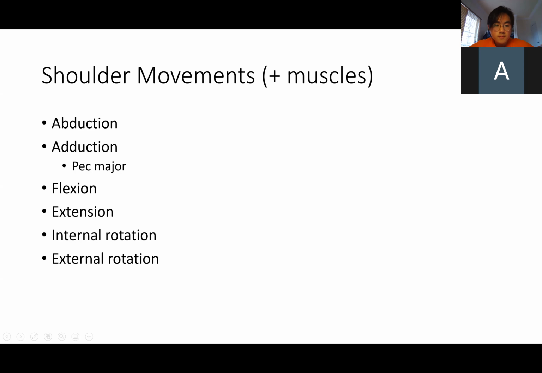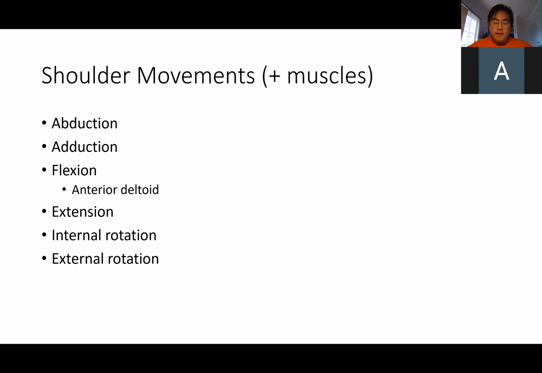Adduction is the Pec Major. If you think about the origin and insertion, that will make sense to you. So Pec Major inserts into the bicipital groove, and we know that because of the lady between the 2 majors. They all insert into the bicipital groove. And you can sort of guess where the Pec Major origin is, right? Somewhere like in the chest area, near your sternum. So if that contracts, it's going to be adduction.